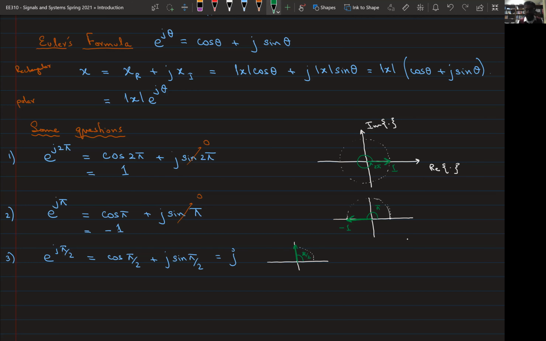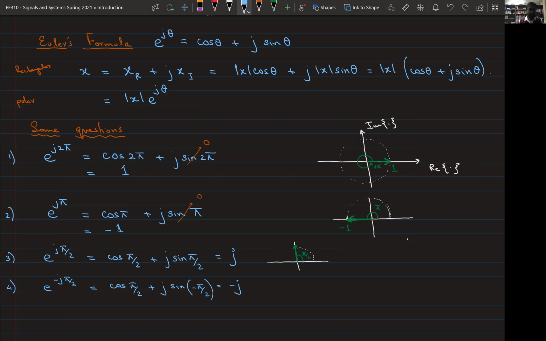Okay, a graphical representation. And very quickly, e raised to power minus j pi by 2. What would that be? So this is cosine pi by 2 plus j sine minus pi by 2. So what is this equal to? Minus j. Thank you.